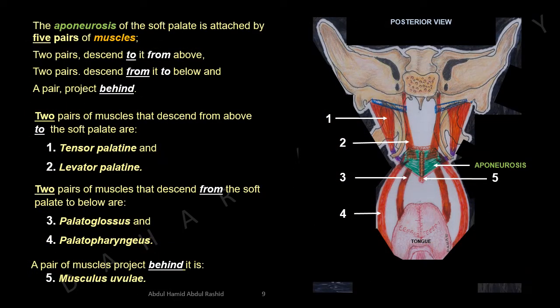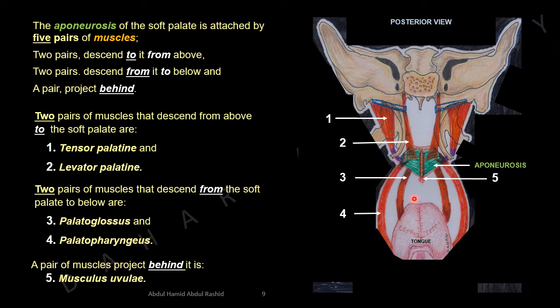Let's see the diagrams. It's a continuation of the soft palate. This is the posterior view. This is the sphenoid bone. Below the body is the nasal cavity, and this is the aponeurosis of the soft palate, and this is the tongue. This is the oral cavity.